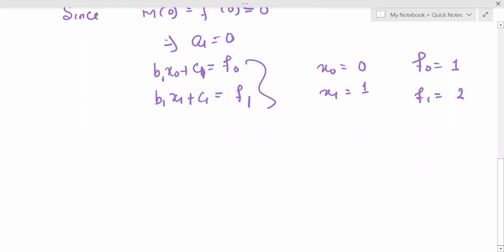So this is C1 is equal to F0. This is x0 is 0. Then the simplification. F1 2 कैसे हो?